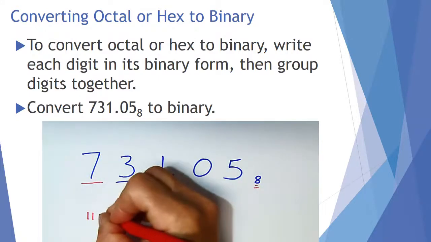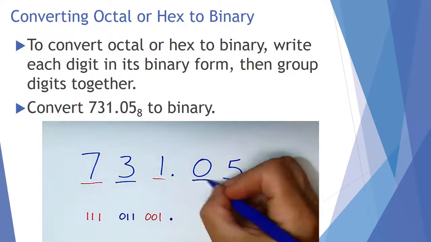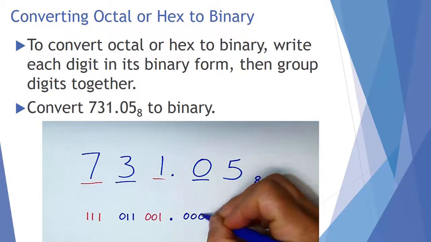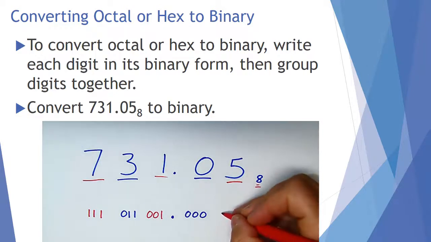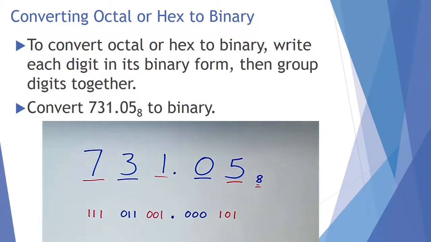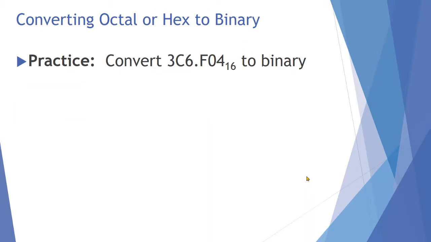That's 1, 1, 1. Moving to the right, we have 0. Again, we like those. Followed by a 5. And a 5 in octal is a 4, no 2's, and a 1. So 1, 0, 1. And there it is. We've converted that to binary. So there it is. There's the last problem of the lesson.